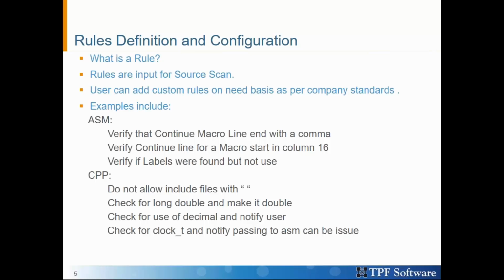Also, there are some data types which are valid for CPP, but implicitly when these are passed to ASM, this could be an issue. So those things also could be reported using this SourceScan tool. These are some of the examples. We will see how exactly these rules look and how they are used in the demo.